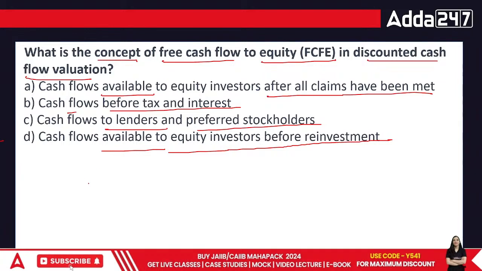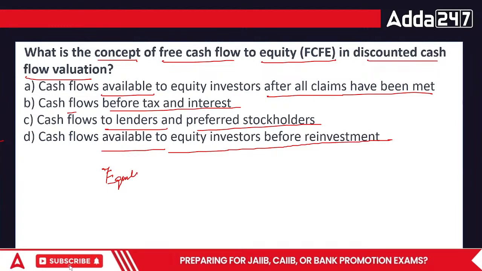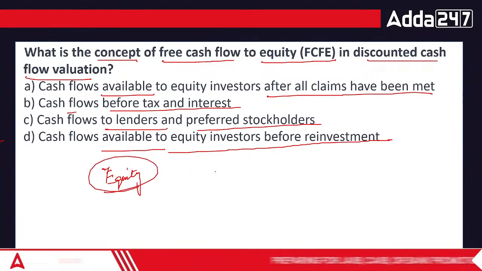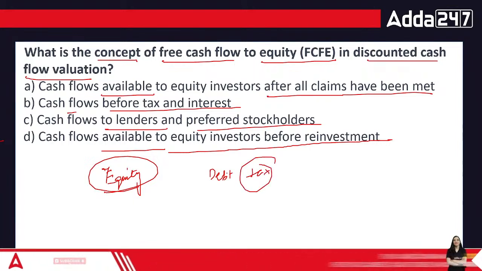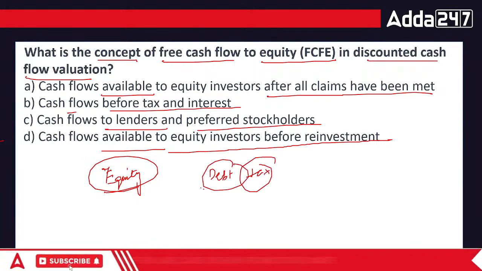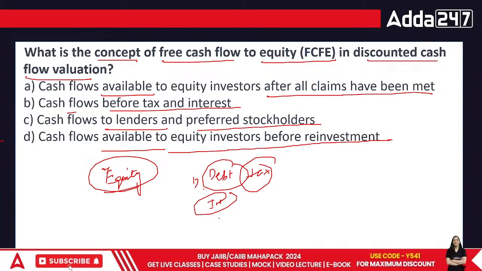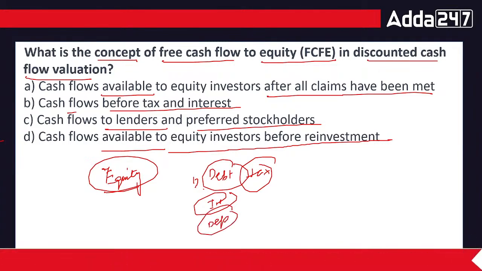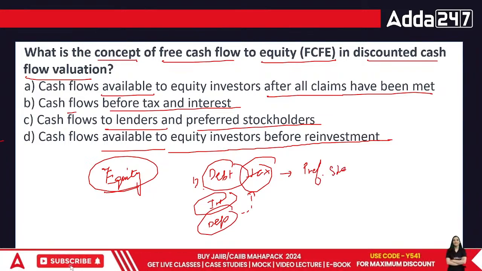Free cash flow to equity means, see, equity gets the money after everybody else has got the money. First of all, debt people, tax people, right? We pay all these things after debt. Then the second thing is, this is in a normal case. First of all, we pay the interest, then we have depreciation, and then we find the tax payable. After we pay the tax, first of all, we pay the preference shares, and then whatever is left goes to equity.